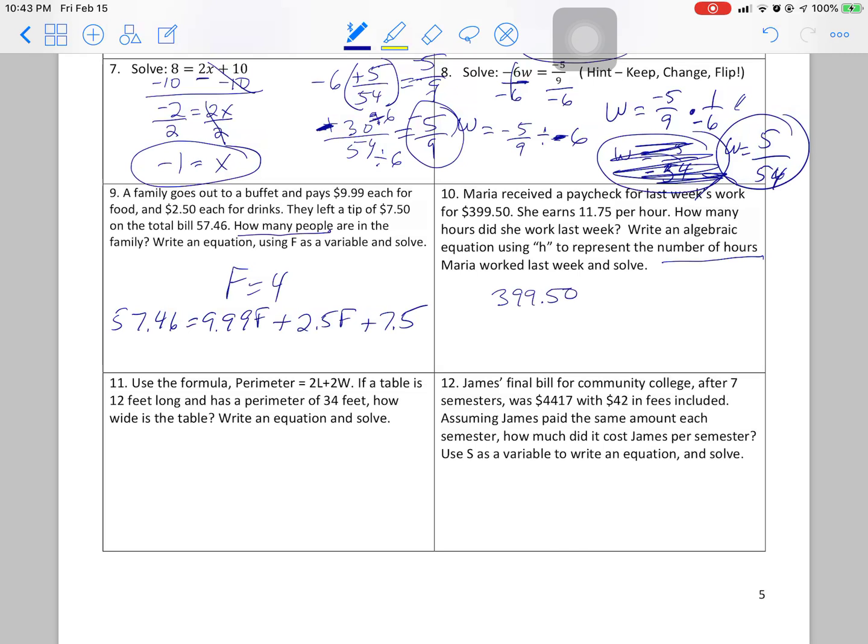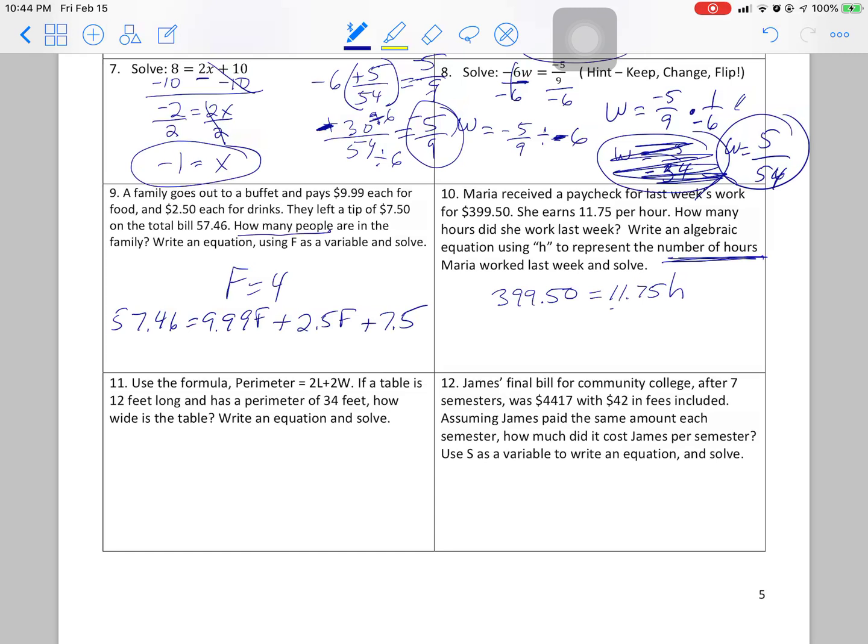So 399.5 is the paycheck she got. If she gets so many per hour, so she gets $11.75 per hour. Think about that, per hour. So that means whatever H is, if she worked 6 hours, it would be 11.75 times 6. We don't know what it is. That's what H stands for. So this is the setup.